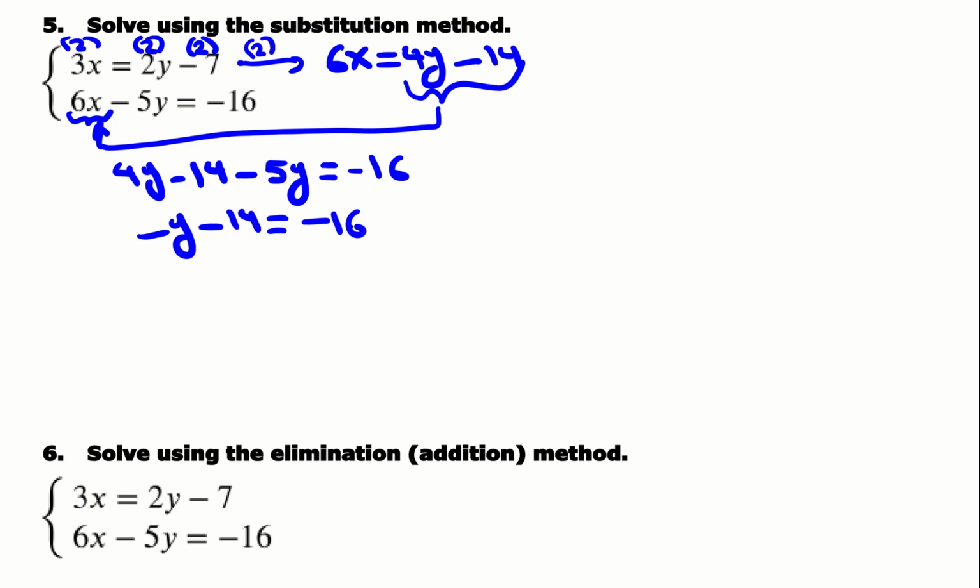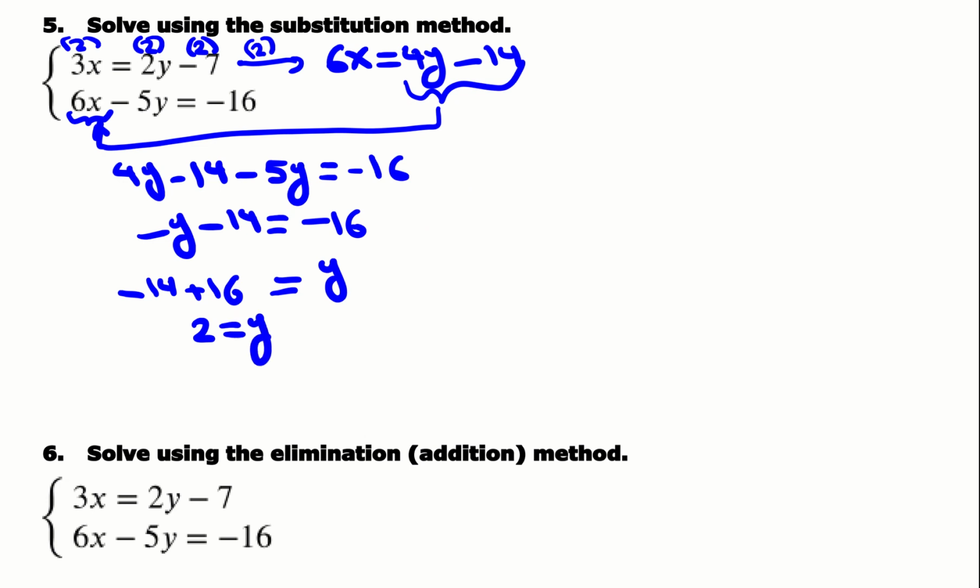And if I move -y to the other side, it becomes y. And if I move -16 to the other side, it becomes +16. Basically just adding y to both sides, also adding +16 to both sides. So we end up with 2 equals y.